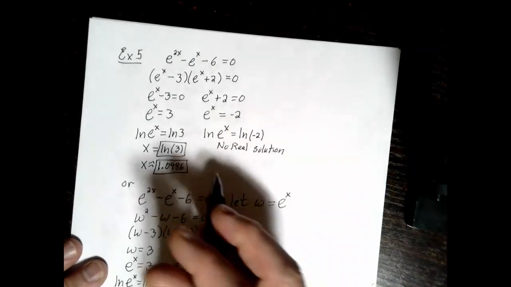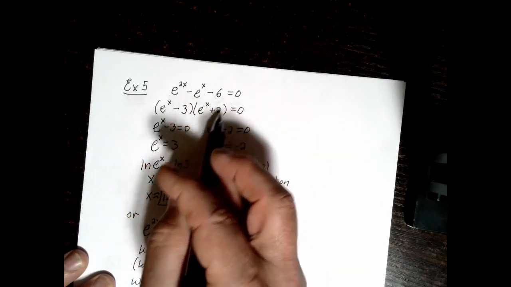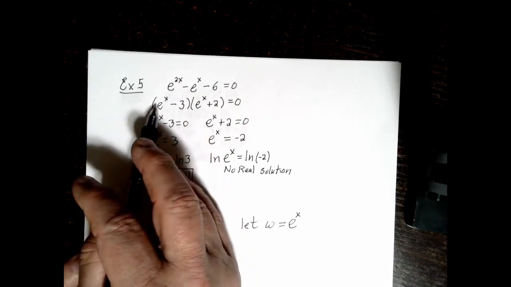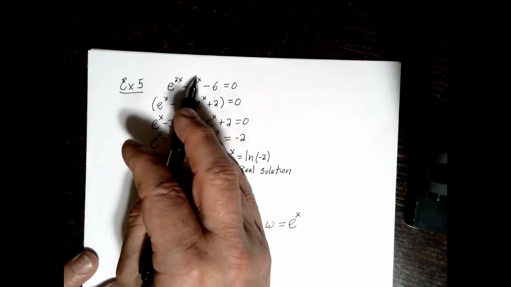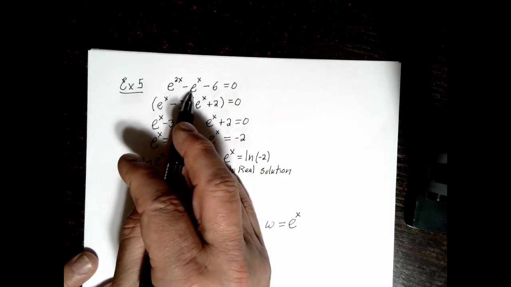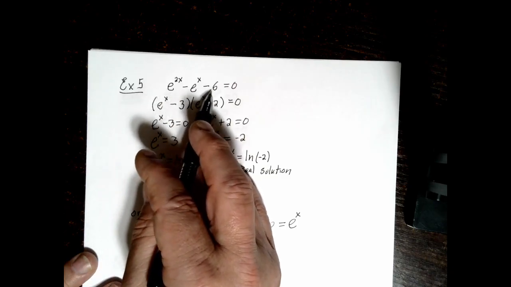This one is a bit tricky. e to the 2x minus e to the x minus 6 equals 0. This is a quadratic function. It doesn't look like it, but it is. If you look at the middle term, that'll tell you what is your number that's being squared, and then the number itself, and then the constant.